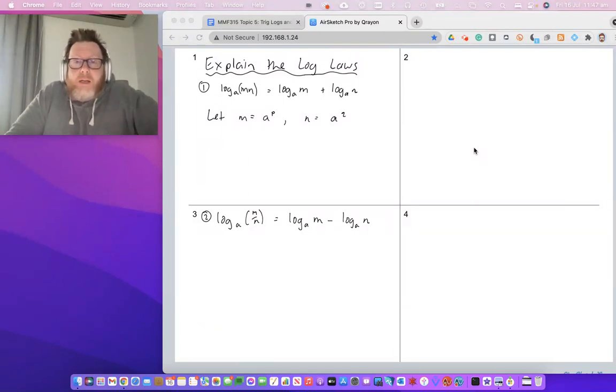So we're going to go through them one at a time, and I'll be doing a bit of groundwork to start with. And what you'll notice is that there is a definite correlation between the log laws and what they look like and a similar power rule, I think. So let's get into it.